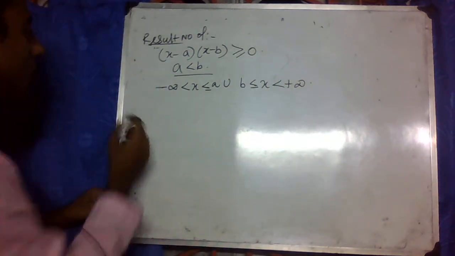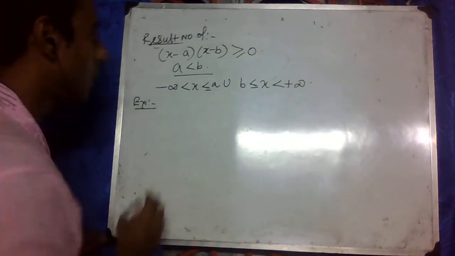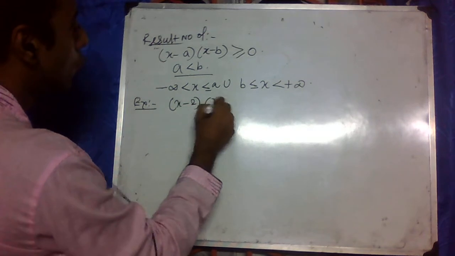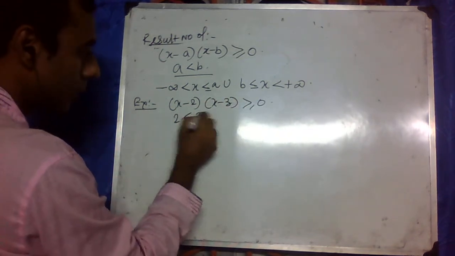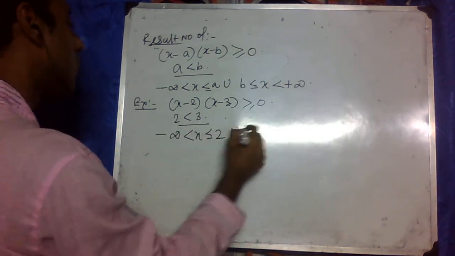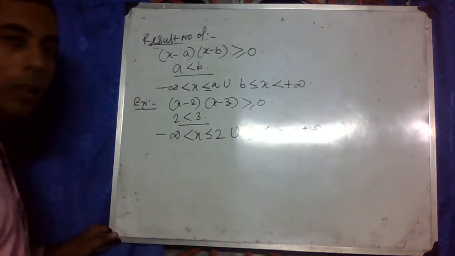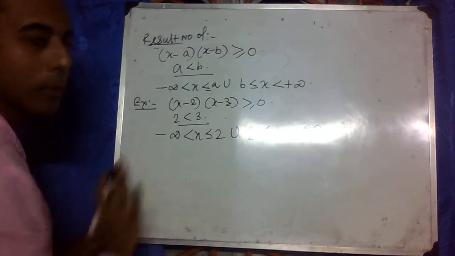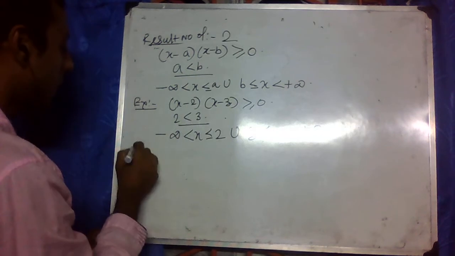For example, say (x minus 2)(x minus 3), so 2 is less than 3, so minus infinity to 2, union 3 to infinity. This is result number 2.